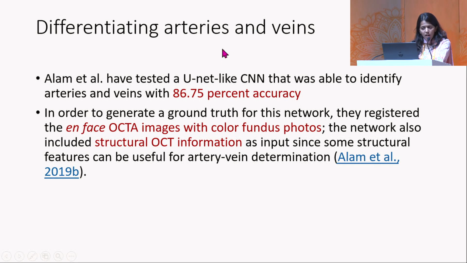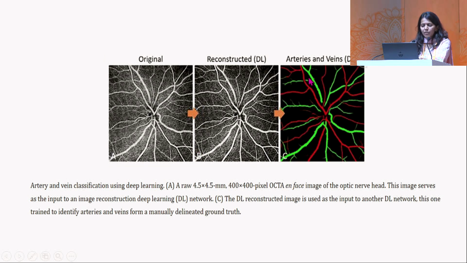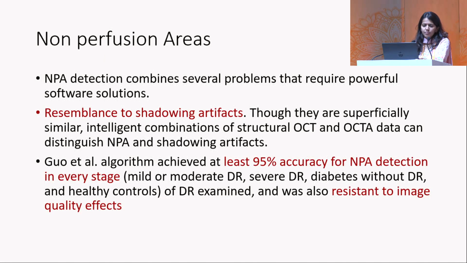Differentiating arteries and veins has also been shown to be done by CNN algorithms with more than 80% accuracy. To differentiate between arteries and veins, they register the en face OCT images with the color fundus photos and also use the structural OCT information, which can help differentiate arteries and veins, because otherwise doing this manually is a very difficult task, because it's not possible to differentiate using the flow signals alone.